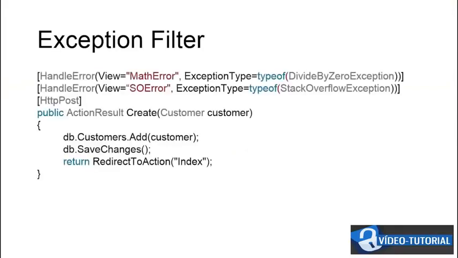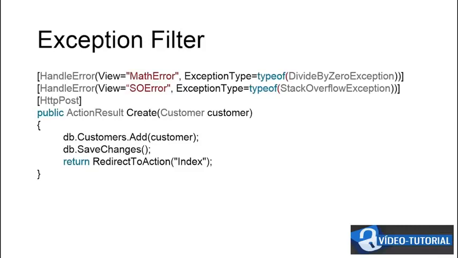In this example, a divide by zero exception would show the math error view, and a Stack Overflow exception would show the SO error view. Any other type of exception would show the error view since it would get picked up by the global handle error filter. This serves as an introduction to the concept of filters in MVC, including some of the most common filters in use today.